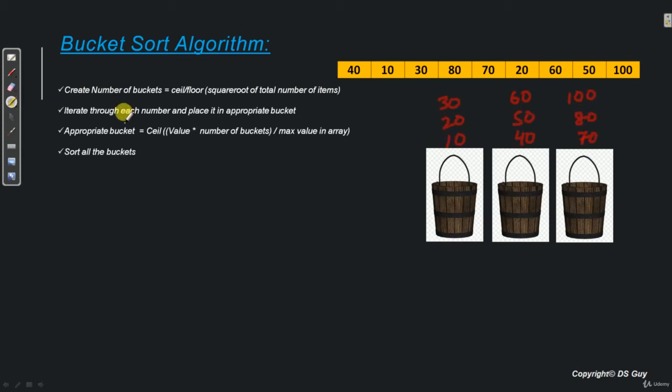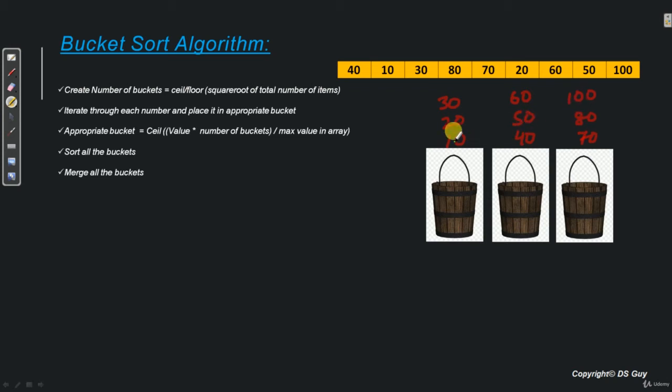So after doing the sorting, this is how our bucket will look like. Now the last step is we have to merge all the sorted data. That is 10 comes first, 20, 30, 40, 50, 60, 70, 80, 100. So you see that we have arrived at sorted list of numbers.